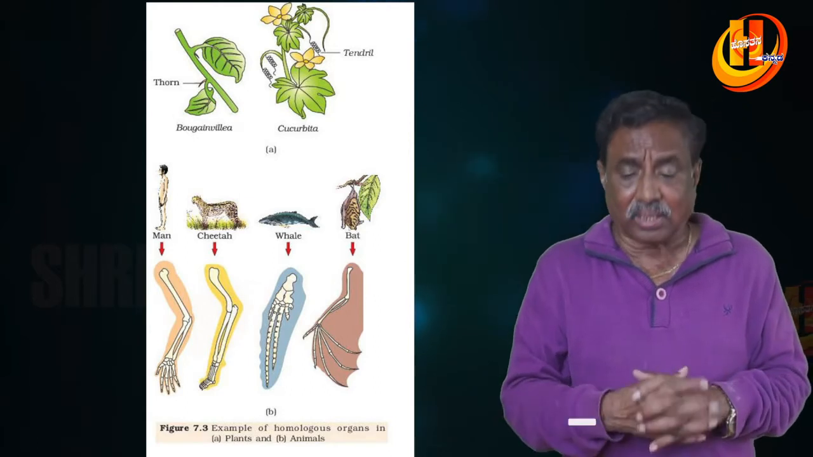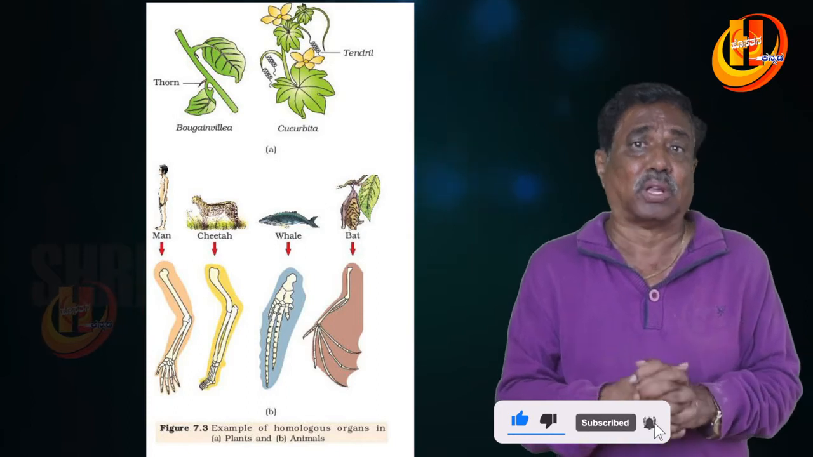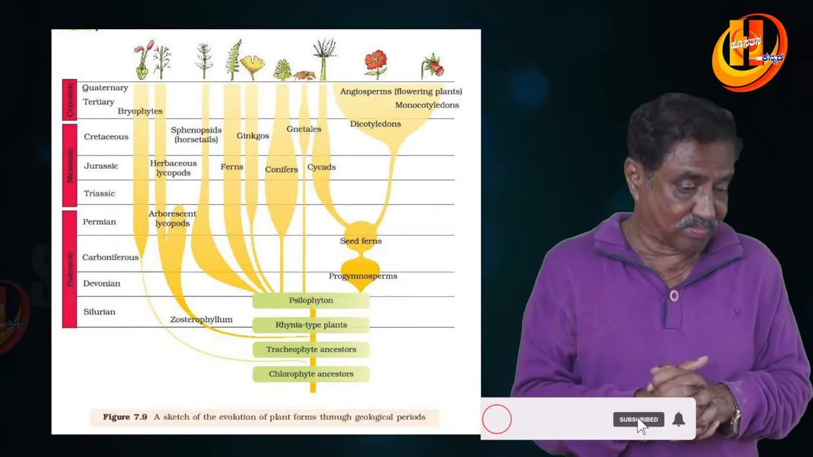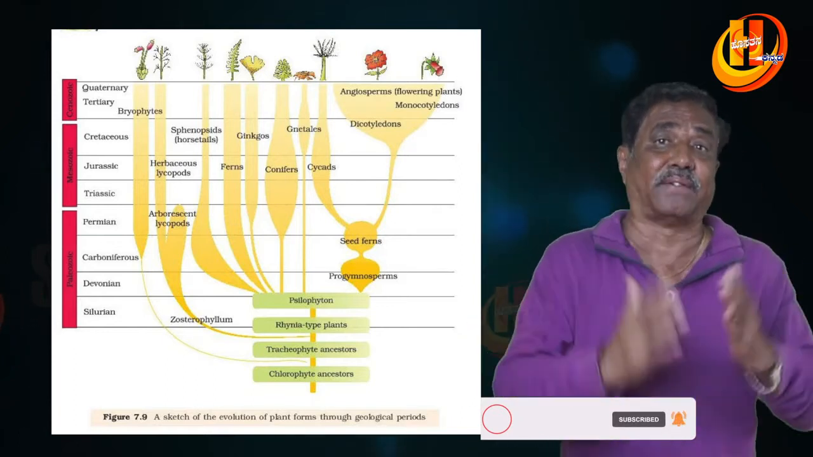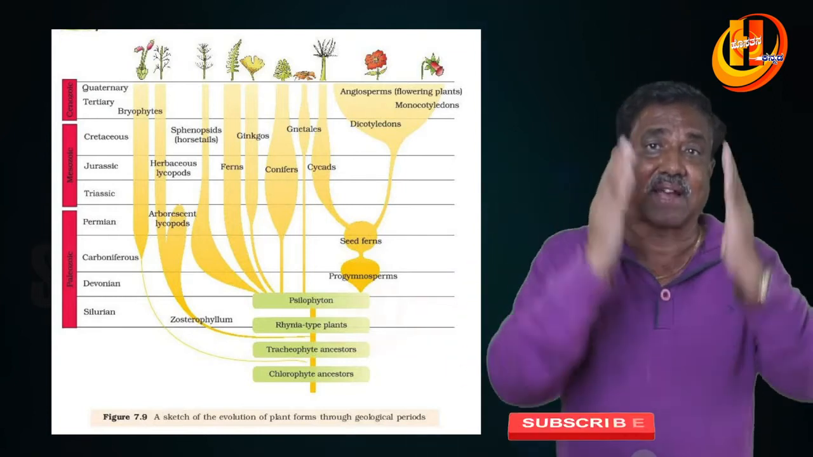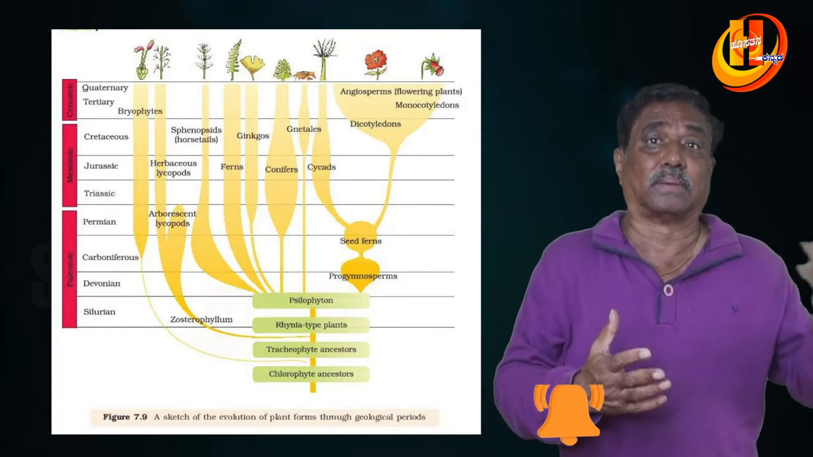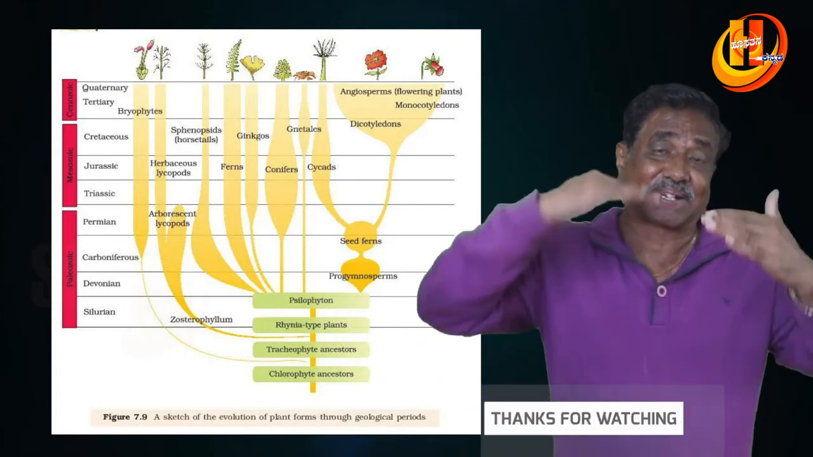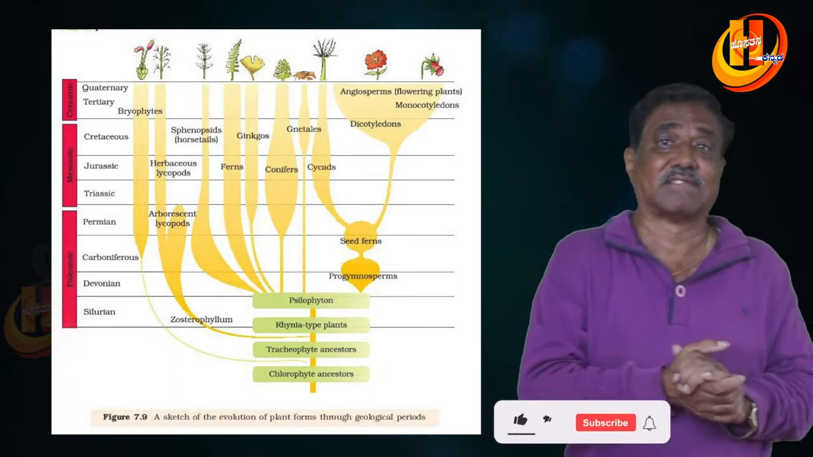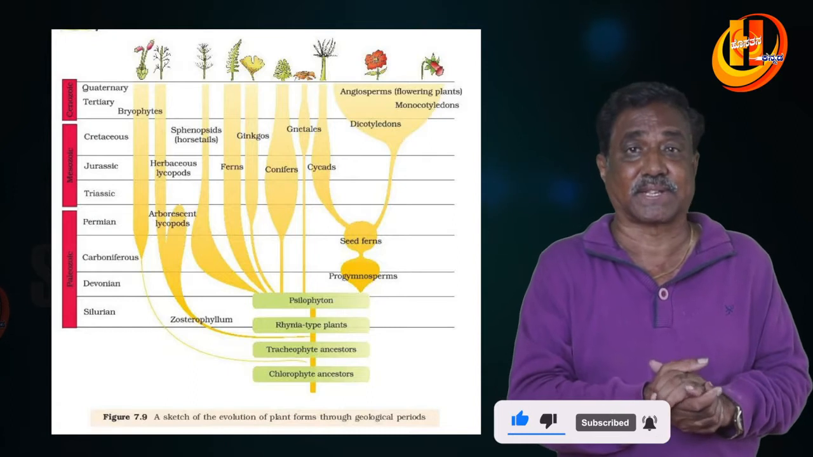And the most important proof for evolution comes from the branch of paleontology. So paleontological evidence is a concrete proof. Fossils are the concrete proof of evolution, the final proof. We know very well, the study of fossils is called paleontology, and this evidence is called paleontological evidence.